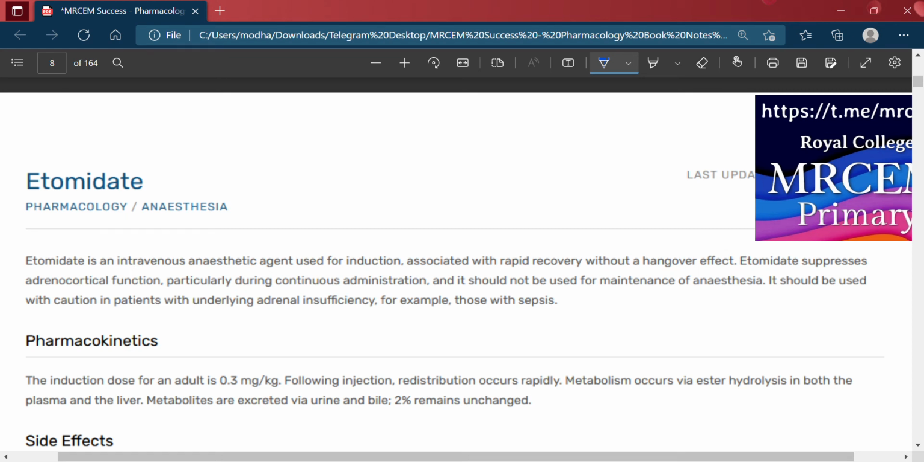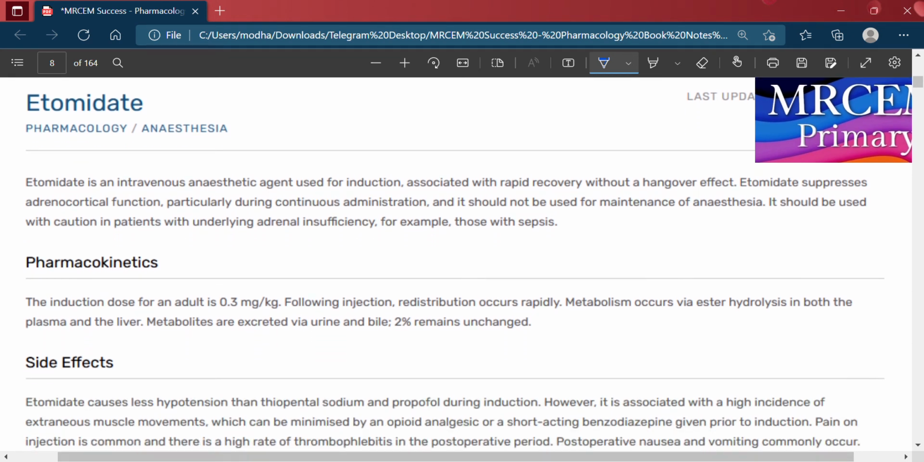Okay, so we will discuss Etomidate now. Etomidate is an intravenous anesthetic agent used for induction, associated with rapid recovery without a hangover effect.